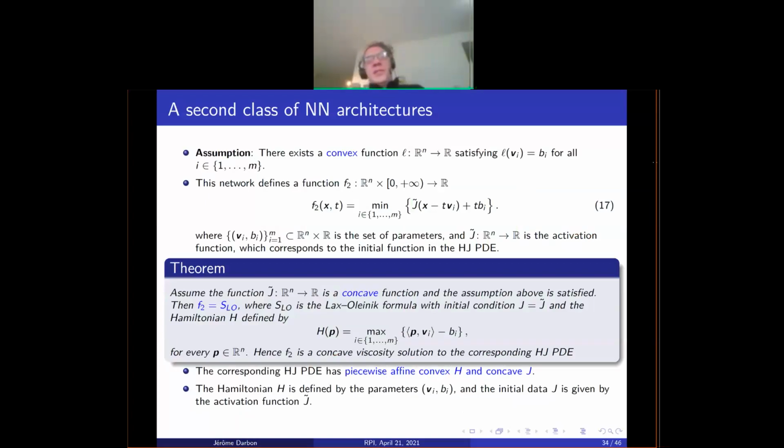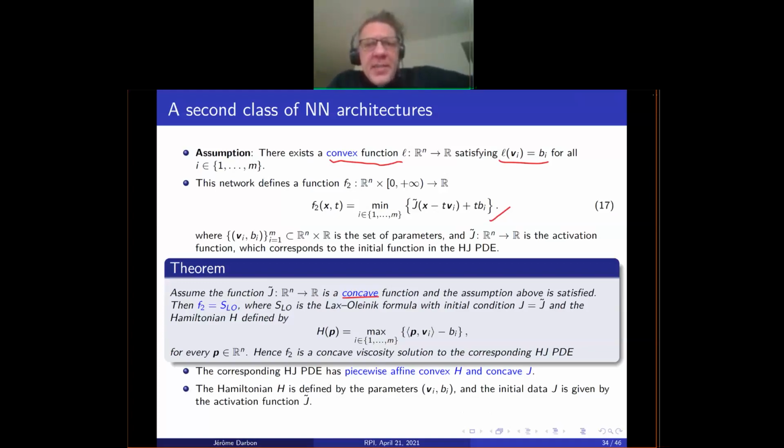And the answer is yes, under an assumption that is similar to what we covered in the first part of this talk. We need to assume that there exists a convex function little l, such that every time you evaluate l at the parameters of the neural network v_i, it equals the other set of parameters of the neural network b_i. Then it means, again, that you have the following function that is implemented by the neural network.